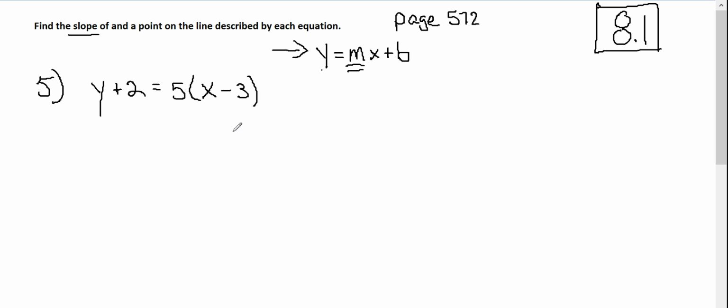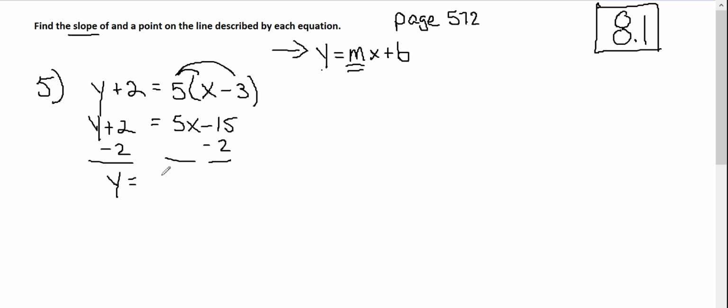Okay, so let's see. I'm going to rearrange this. This is going to be y plus 2 equals this. I'll clear the parentheses here, so I'm going to have 5x minus 15 using the distributive property, right? And then I'm going to subtract 2 here. When I do that, I end up with y equals 5x minus 17. So therefore, the slope is 5. This is the m, the coefficient of the x. So I have a slope of 5, m equals 5.